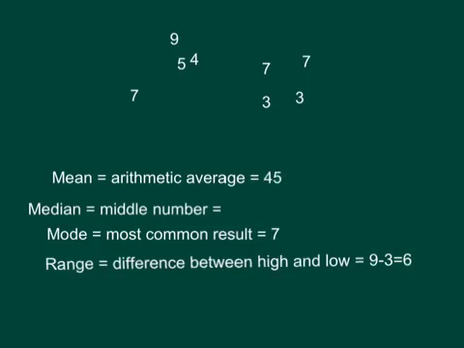45 divided by 8. Has someone done it on a calculator? It's 5 and 5/8. 1/8 is 0.125, so it's going to be 5 times that, 0.625. So 5.625, I think.